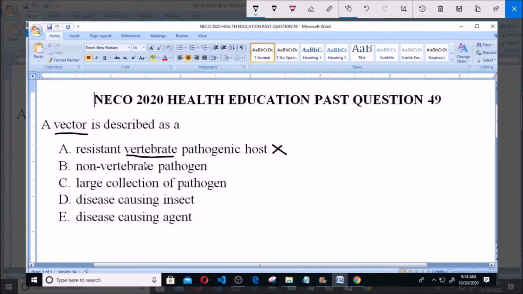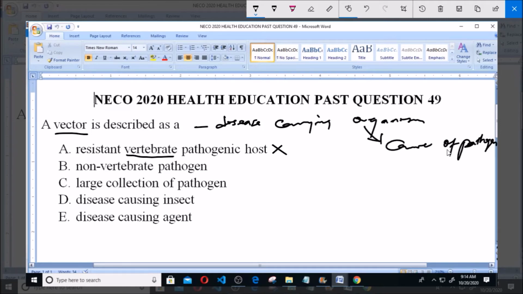Now, vectors are not pathogens. Vector simply refers to a disease-carrying organism. In other words, vectors are organisms that carry disease-causing organisms. That is, vectors are the carriers of these pathogens. These pathogens that cause disease are actually carried by these disease vectors. So vectors are not pathogens. They are carriers of these pathogens. They are pathogen carriers.